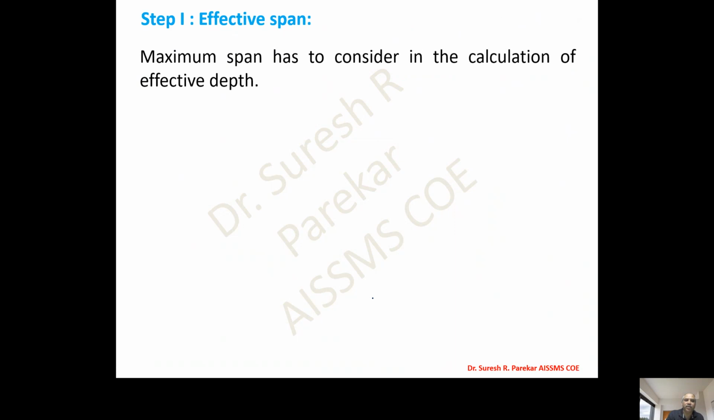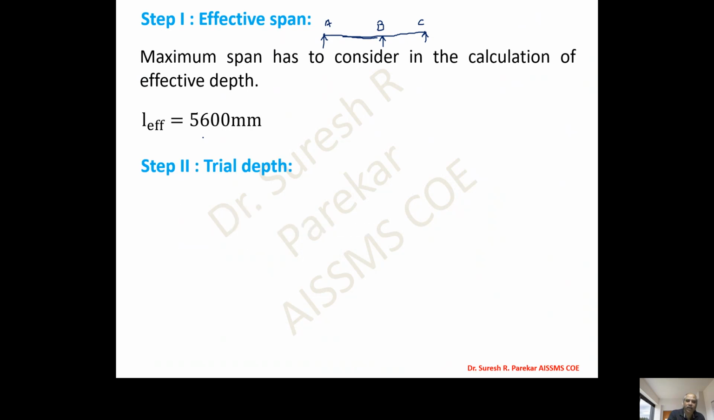So step 1, effective span. Maximum span has to be considered in the calculation of depth. Maximum span means we have two beams, ABC, and out of this we have to consider the maximum, as we are in slabs also. So L effective we have 5600 millimeter.